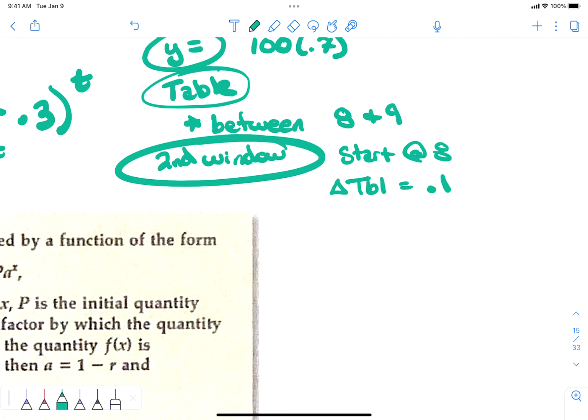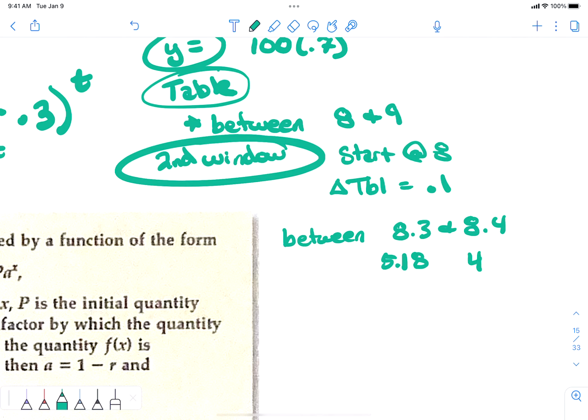I didn't do it right. 8.39 and 8.4. Oh, 0.1, not -1. There we go. Okay, in between what did you say? In between 8.3 and 8.4. Which one's closer? 8.3 is at 5.18 and 8.4 is at 4.99.